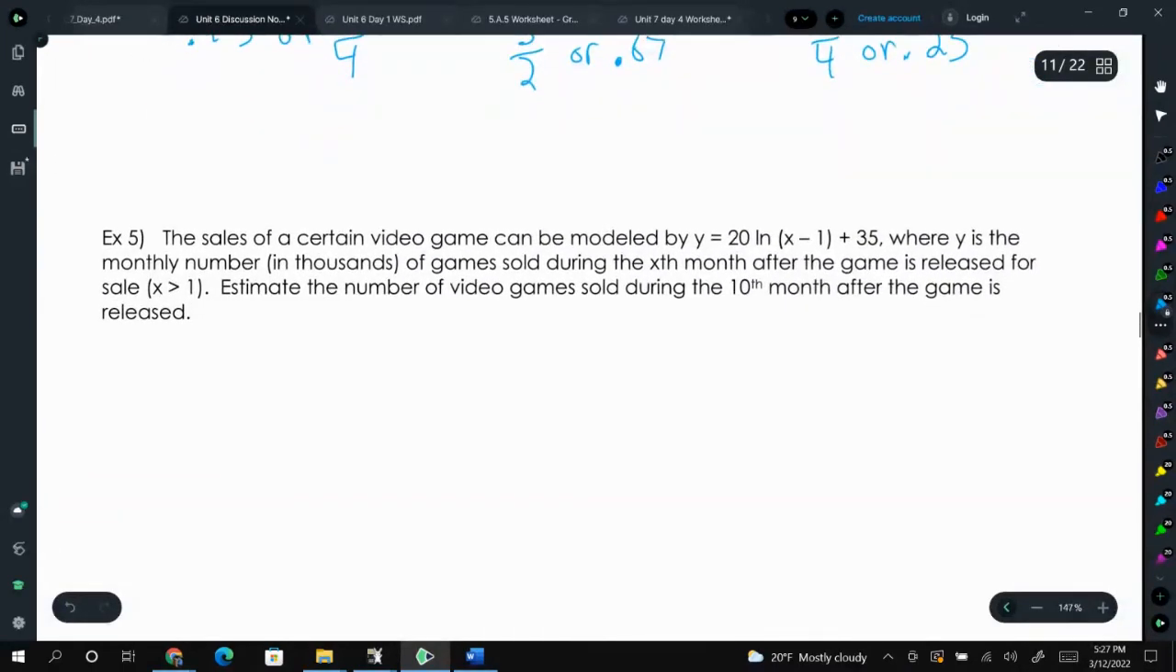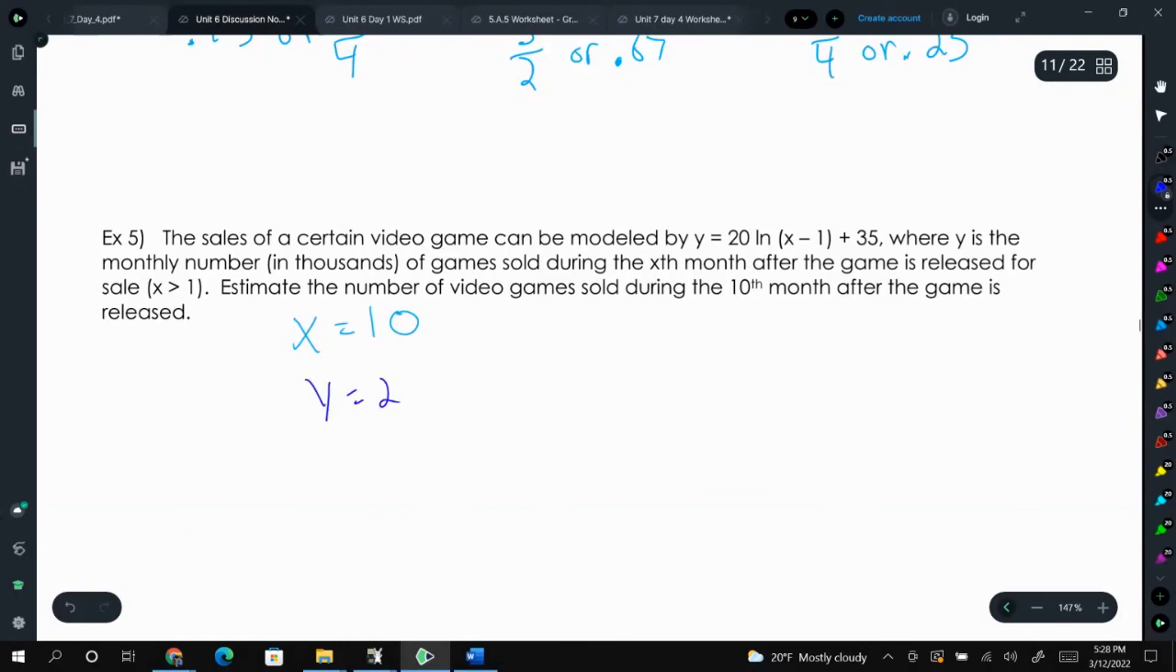The last problem down here, it says the sales of a certain video game can be modeled by that equation, where Y is a monthly number in thousands of games sold during the X month after the game is released for sale, and X is greater than 1. Estimate the number of video games sold during the 10th month after the game's release. So this means that X is 10.